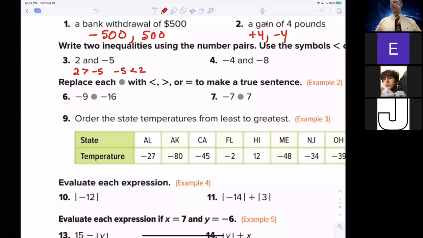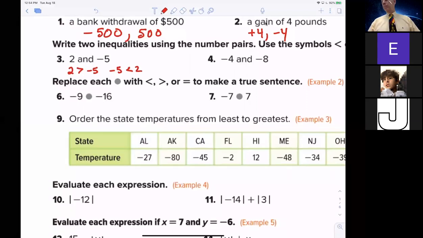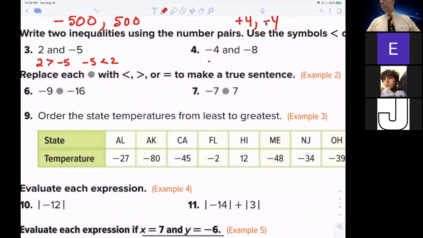All right, next, number 4. Negative 4 is greater. That is correct. Negative 4 is greater than negative 8. And then you would say? Negative 8 is... I don't understand 3. Good?